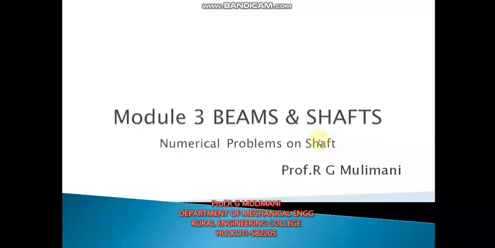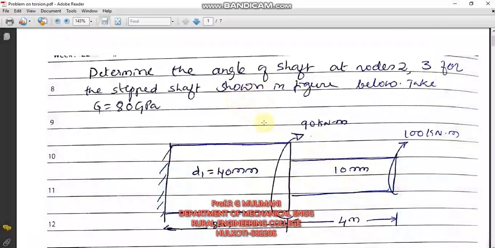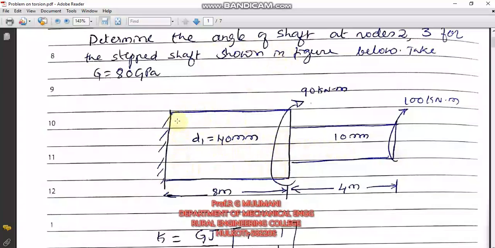Hello, welcome you all. In today's session, we will solve a numerical problem on shafts. Okay, let us take a numerical problem. In this problem, it is a stepped shaft. One end is fixed and it is subjected to two torsional moments at this point and this point.